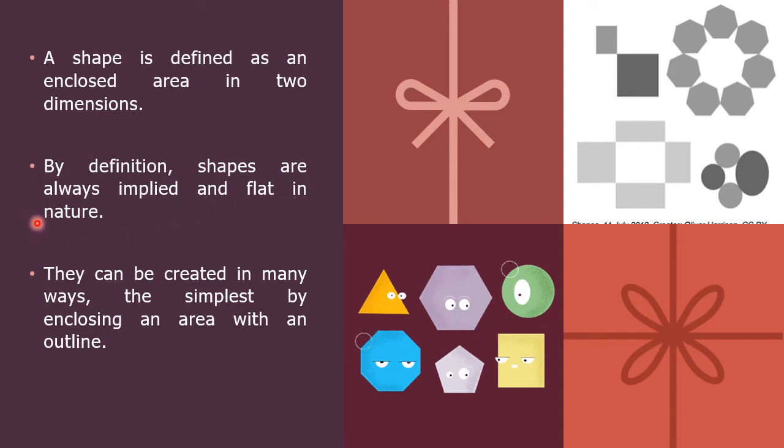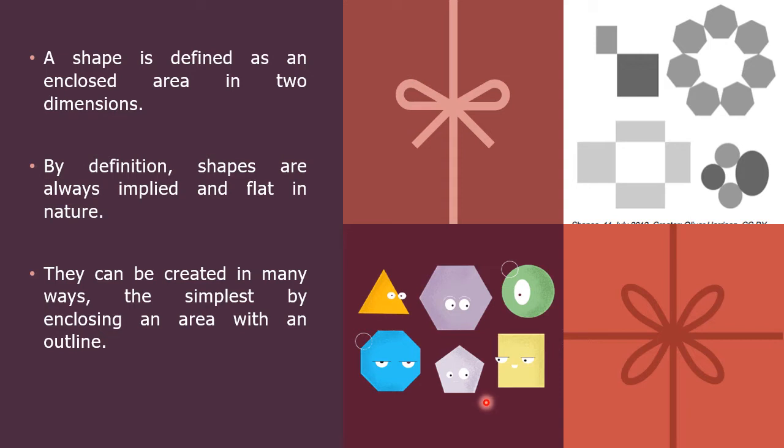Basically, we can see different shapes around us. Everything that we see around us is formed by shapes. They can be created in many ways, and the simplest one is by enclosing an area with an outline. For example, simple shapes like triangle, circle, square, pentagon, hexagon, heptagon, octagon, nonagon. Those are examples of shapes.